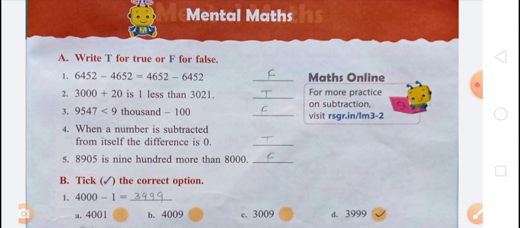First question is 6552 minus 4652 is equal to 4652 minus 6452. That is false, because in subtraction numbers cannot be ordered in any order.